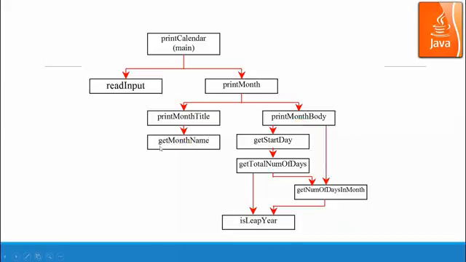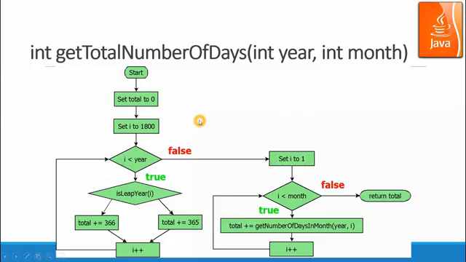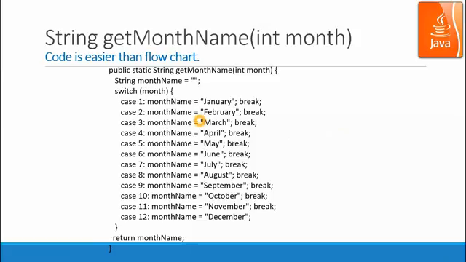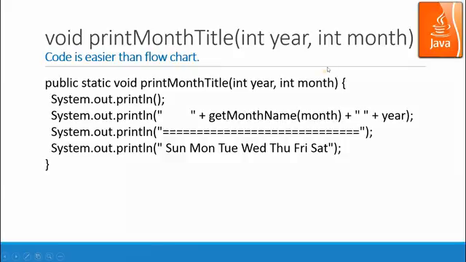For the header part, you get the month name, and then you print the month title. That's for the total print months. You need to call these two methods. And because the flowchart is more complicated, I just give you the function, because it just returns a certain month name. And then printing out the title is easy, just print out some header. I think this is easy.